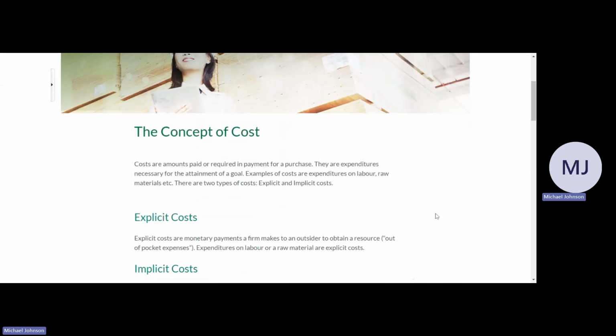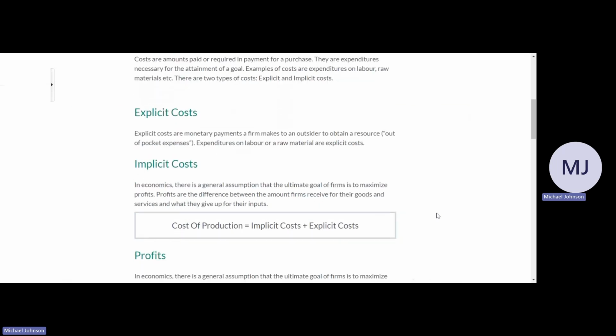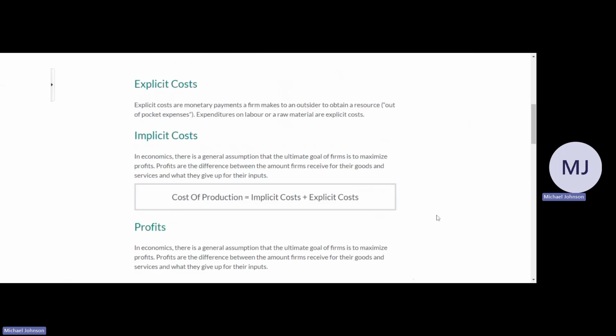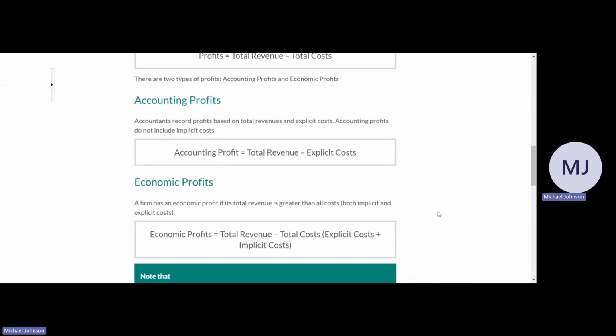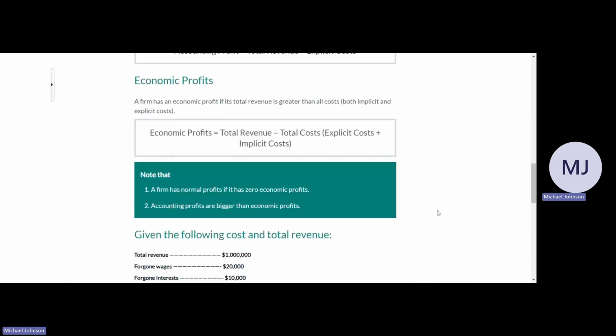So, the concept of cost. Explicit costs are the money paid to buy a resource. So it's cash costs. Implicit costs are the amount that firms receive for the goods and services, and what they give up for their inputs. Profits are total revenue minus total costs. Accounting profit is total revenue minus all cash explicit costs. Economic profit would be total revenue minus explicit and implicit costs.